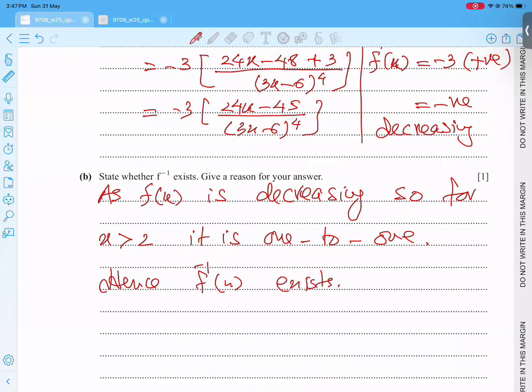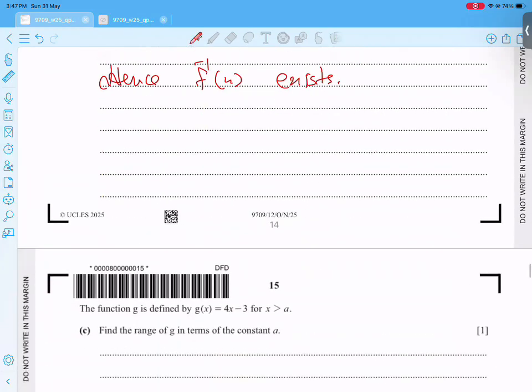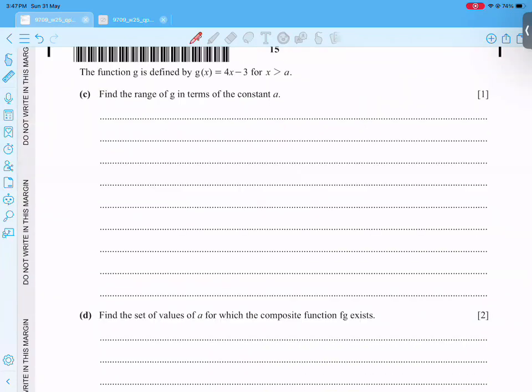Let's go for the next question. The next part of the question is part C. This time he has given x is more than a, and the function g is given by him. The range of g in terms of the constant a we need to find. It's not a hard job, simple. Whenever we plug the domain x value into the function, it gives us the range. So the domain is x more than a. When I plug this x value in here, it will give you the range. So g of x is 4x minus 3. I replace every x by a.